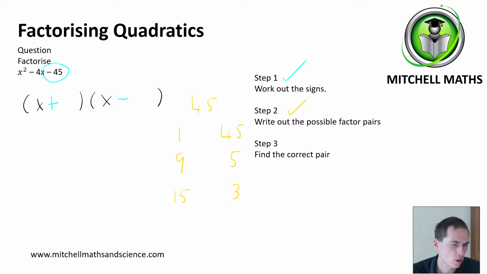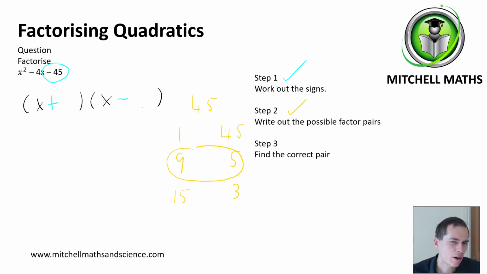And the final step is I need to find the correct factor pair, which will add to make minus 4. Because one is positive and one is negative, we're actually going to take them away. Therefore, we need to find the difference between each of the pairs of numbers. 45 take away 1 is 44. Can't be that. 9 take away 5 is 4. Okay, it must be this factor pair here.